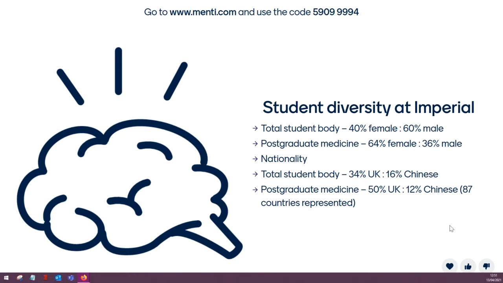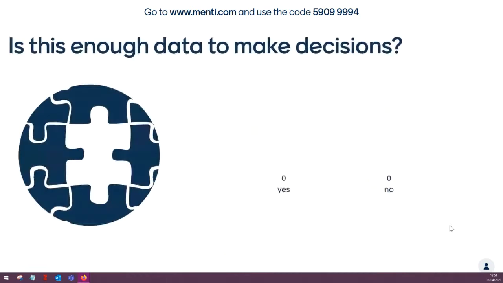So if we're thinking about our student diversity and working on building content that addresses any issues that may be there, my question for you is, is that enough? All the data I can get from Imperial is on gender and nationality. Is that enough for us to make decisions? That's an easier question, isn't it? So I tend to agree with you. No, I don't think it is enough. But, you know, you ask for more data, you start getting into different kinds of issues.